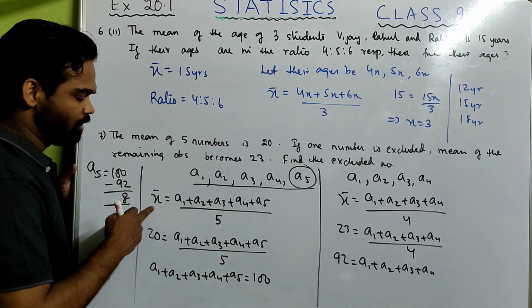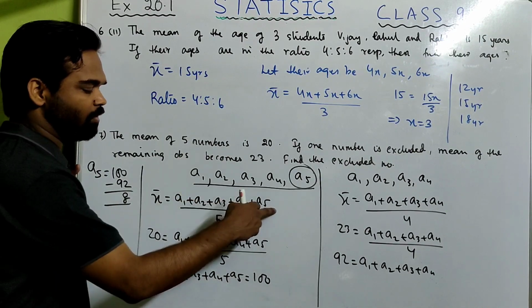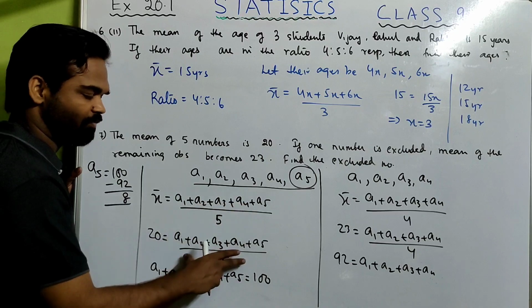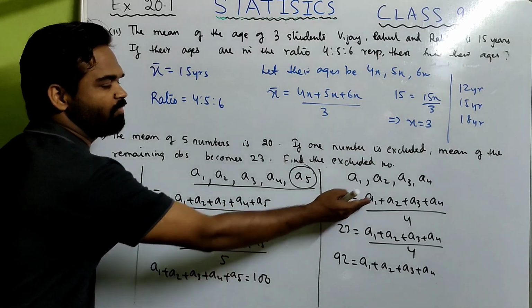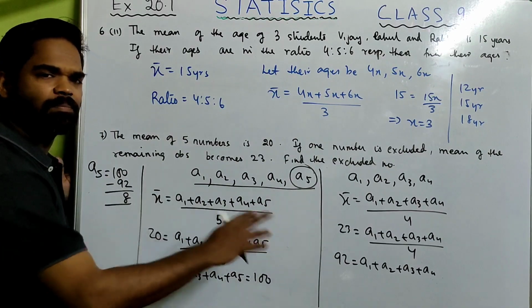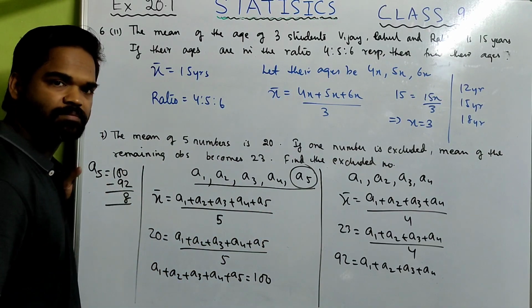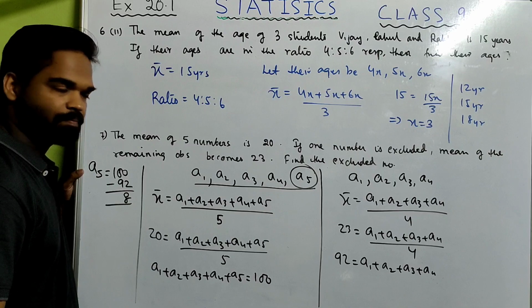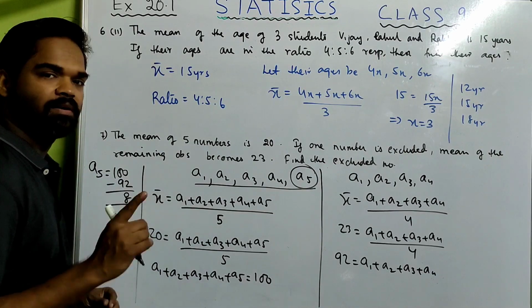You can do it like this also. Mean equals sum of 5 observations by 5. Get the sum of 5 observations. Mean equals sum of 4 observations by 4. Get the sum of 4 observations. Subtract the two, and we'll get the 5th observation. Clear? Now let us look at the next sum.